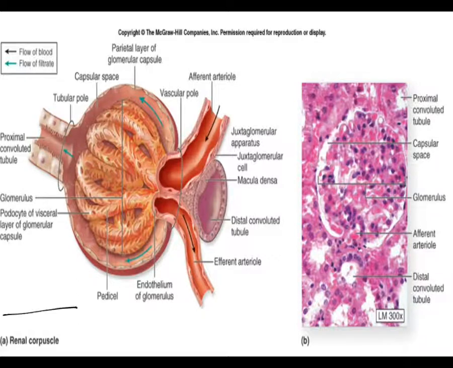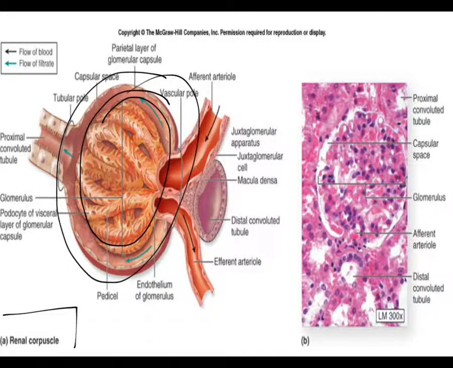So this is the renal corpuscle, and by definition, that is the glomerulus surrounded by the Bowman's capsule. We're taking a peek into it. It's been cut open for us to see this. Blood flow into each and every one of your glomeruli will come through the afferent arteriole. The blood will leave out of the glomerulus through the efferent arteriole.